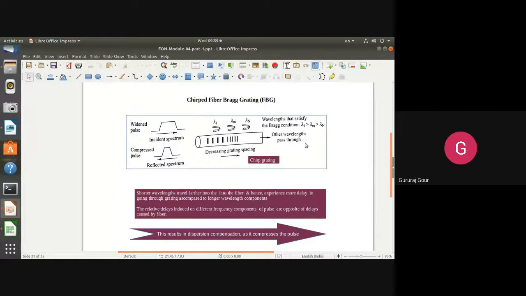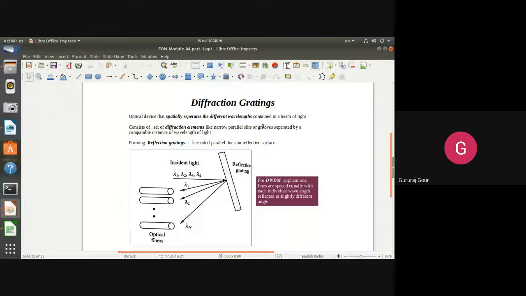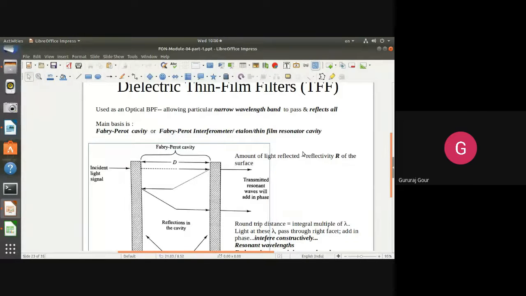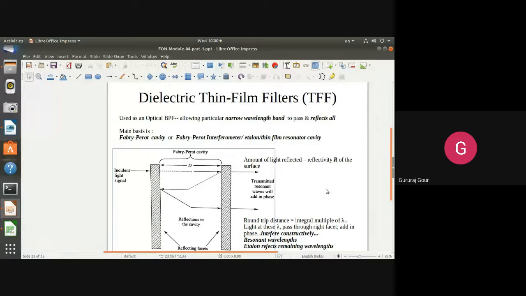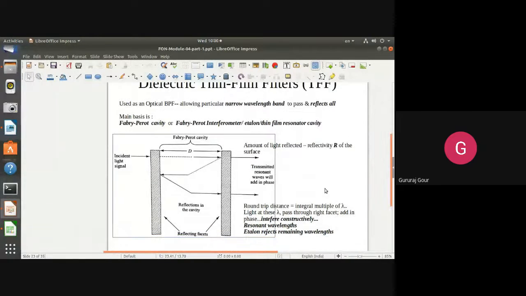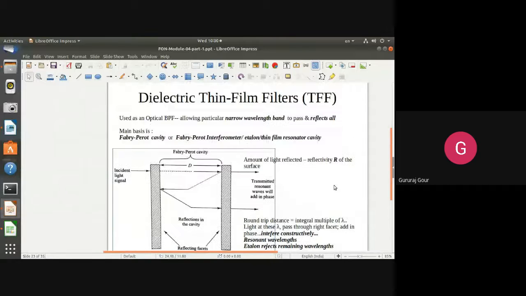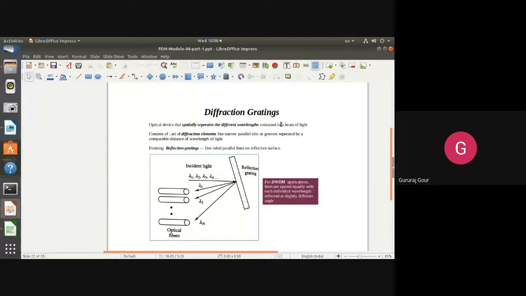So today next we can go with the discussion of dielectric thin film filters. Before that, I hope you also understood the diffraction grating mechanisms, which are widely used in the DWDM technology.